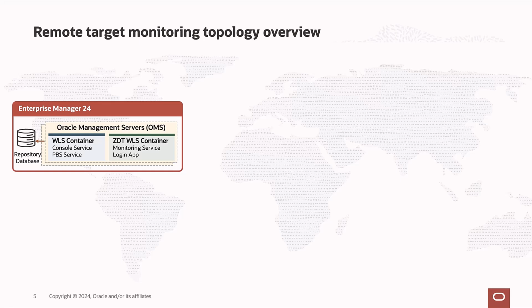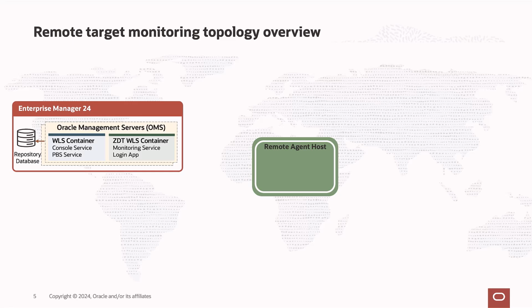Let's delve into the topology of remote target monitoring using remote agents. Here, we will explore the steps involved in deploying the remote agent on a remote host and how it enables us to monitor and manage targets efficiently. So to begin with, here we have Enterprise Manager 24 already deployed. We now have a remote host on which we want to provision the remote agent. This host is sized properly to support remote agent deployment.